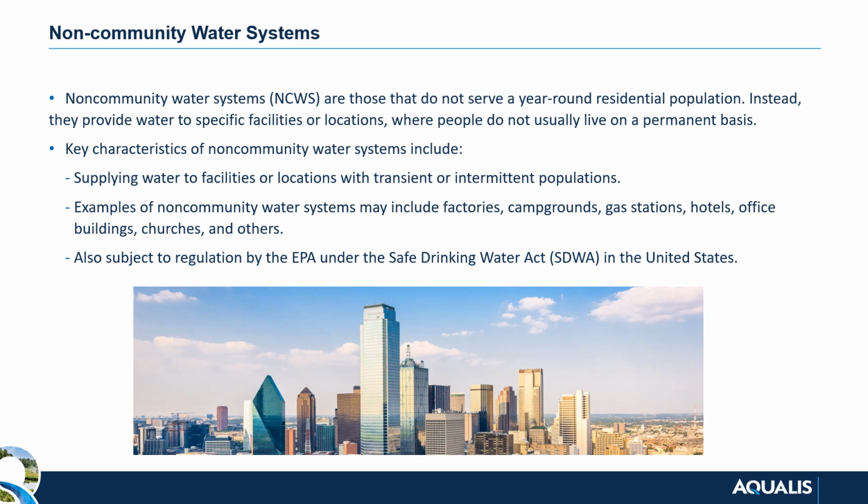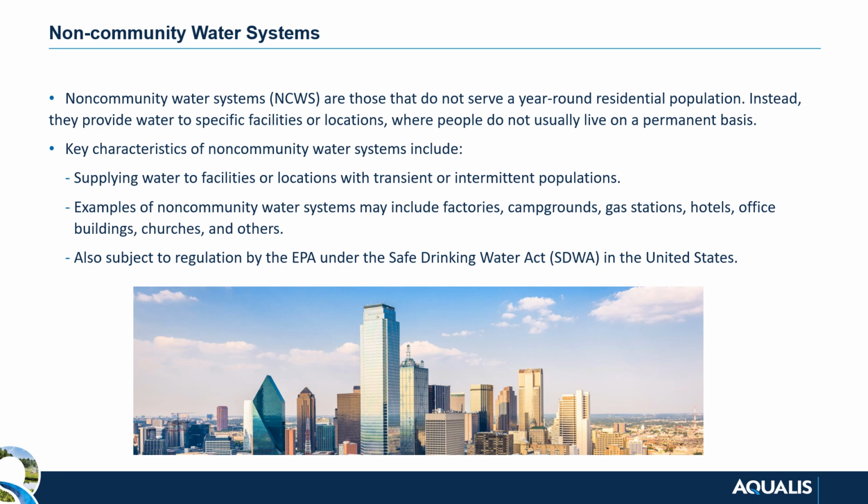Non-community water systems are those that do not serve a year-round residential population. Instead, they provide water to specific facilities or locations where people do not usually live on a permanent basis. Key characteristics of non-community water systems include supplying water to facilities or locations with transient or intermittent populations.